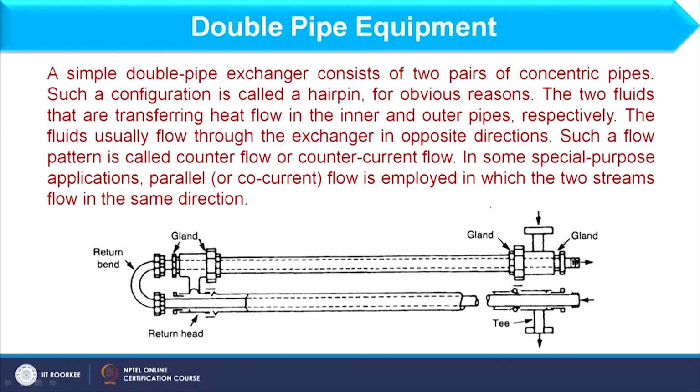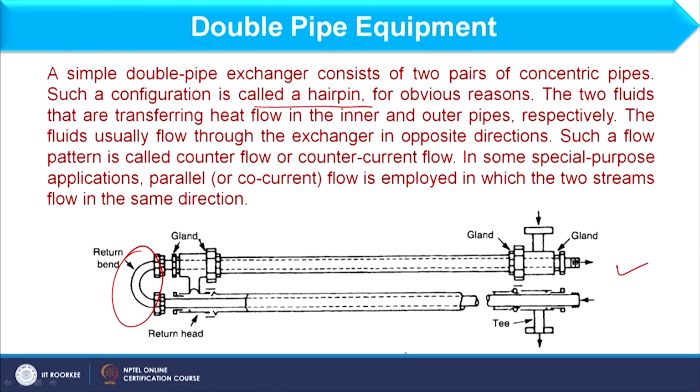So, double pipe heat exchanger, as I have also discussed previously, is the simplest type of heat exchanger where two pipes are placed concentrically, where the lesser diameter pipe is inside the larger diameter pipe. So, this is basically the simplest heat exchanger. And such a configuration is called the hairpin. Because of this return bend, it is called a hairpin, and the reason is very simple, because it is completely similar to the hairpin we usually use.